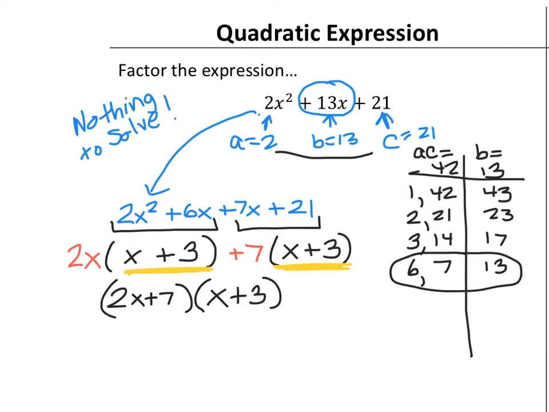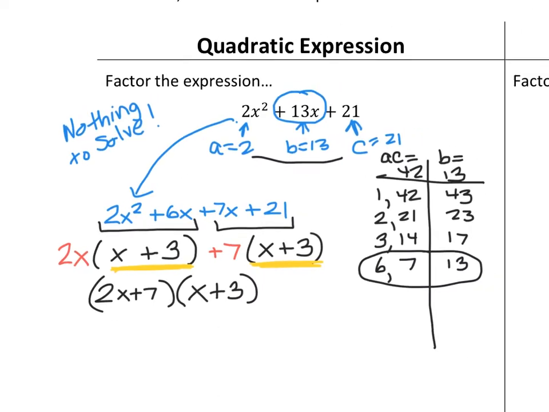Now I could just as easily write this as x plus 3 times 2x plus 7. It doesn't matter the order. 2 times 3 is the same thing as 3 times 2. That's called the commutative property of multiplication. So the order doesn't matter, but we've just broken down this quadratic here, this trinomial, into its two distinct factors. At this point, nothing left for us to do. We cannot solve for x. We do not have an equation. So we've broken it down into its factors.